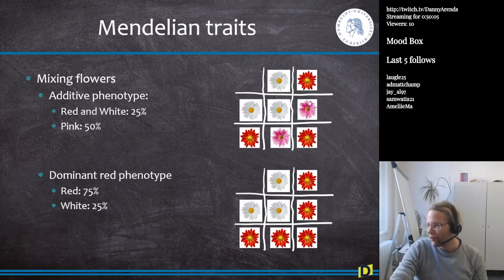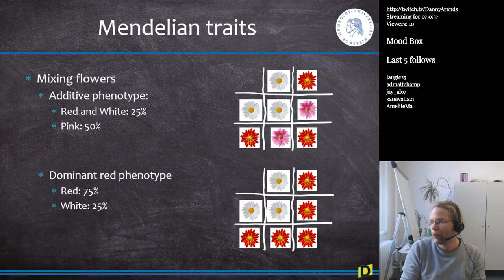Then if this is the resulting situation, so if we take like 100 offspring and we see that 25% of the offspring are white, 25% of the offspring are red, and we see that 50% of the offspring are kind of a mixture, right, between the two colors, like pinkish, then we call this an additive phenotype. So this phenotype is called additive. Why? Because both parental genomes kind of contribute, right? And they mix together. So it's a mixture.